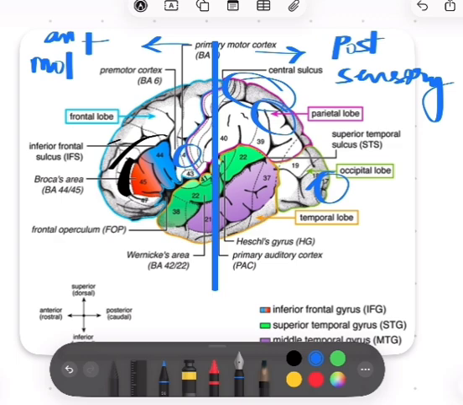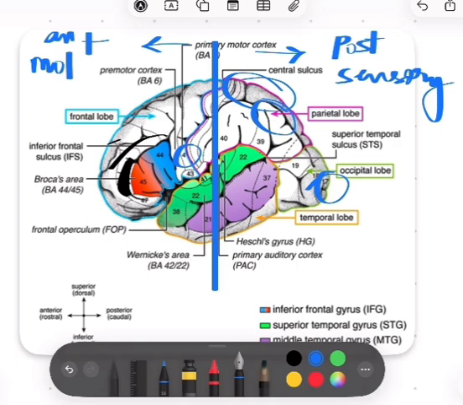Then we have area 28, which is primary olfactory area. Area 28, primary olfactory cortex and the limbic association cortex. So it is parahippocampal gyrus, smell and emotion.